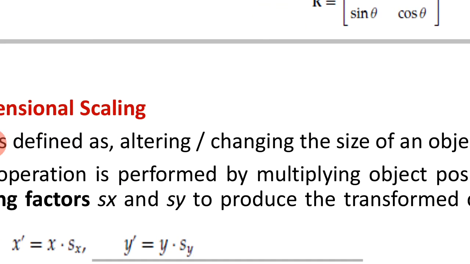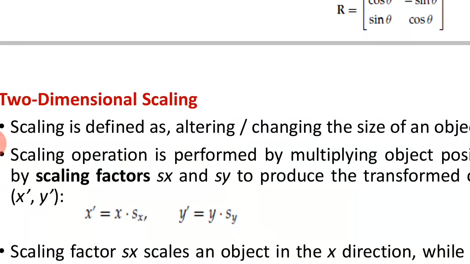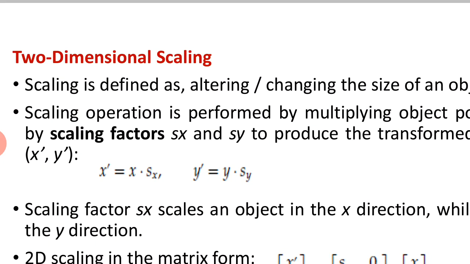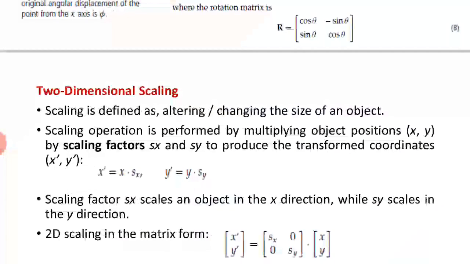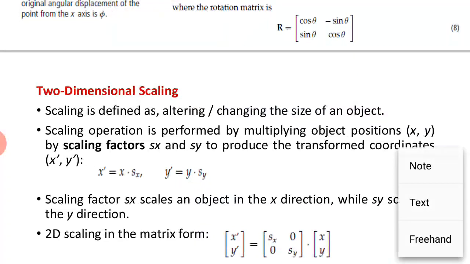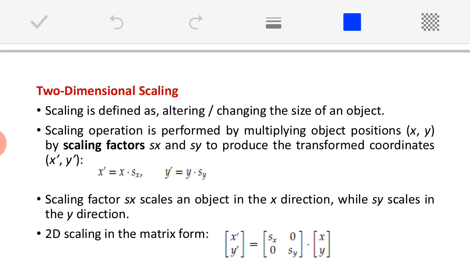Okay. Now, the last, third type of transformation, that is two-dimensional scaling. So, scaling is nothing but what? Look at the definition. Scaling is defined as altering or changing the size of an object. So, to create an animated object with a realistic effect, we sometimes need to change the size of the object. That is very important. That is called scaling. The scaling operation is always performed by multiplying the object position (x, y) by scaling factors sx and sy to produce a new coordinate (x', y'). Is it clear?